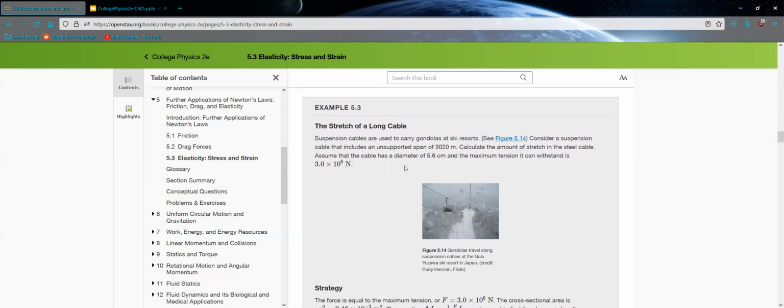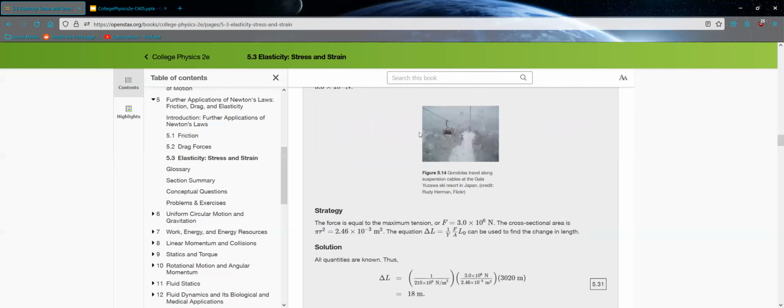Consider a suspension cable that includes an unsupported span of 3,020 meters. So between the two poles of the suspension line is 3,020 meters. Calculate the amount of stretch in the steel cable. Assume that the cable has a set diameter of 5.6 centimeters, and the maximum tension it could withstand is 3 times 10 to the 6 newtons. So how much is the cable stretching for that?